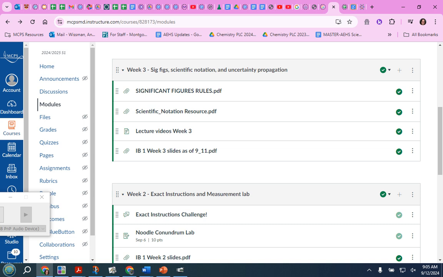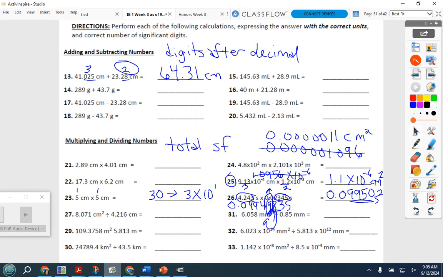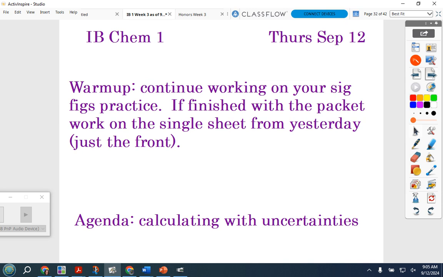Okay, so I want to move forward then and start talking about how the sig figs and measurement uncertainties that we've been talking about come together when we're calculating data from a lab. And you'll have plenty of opportunities to practice this as we go. So this is just an introduction, and we'll continue talking about it throughout the year.